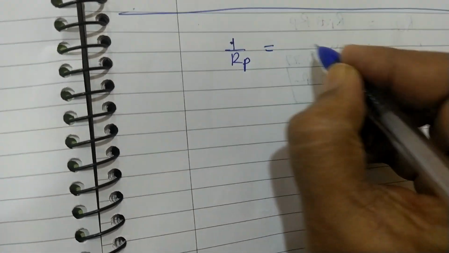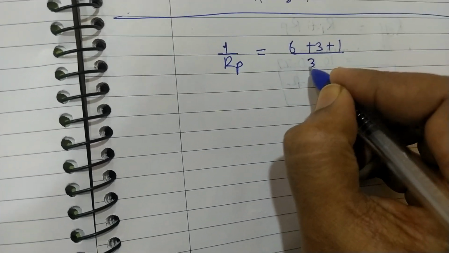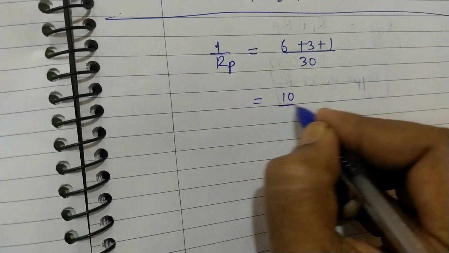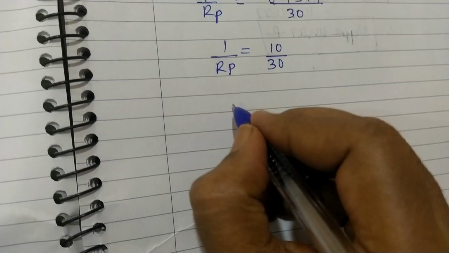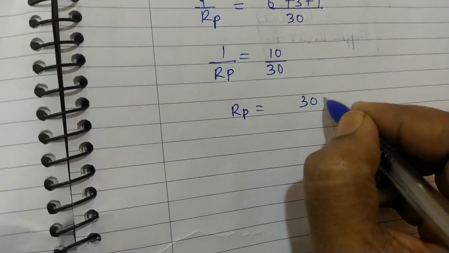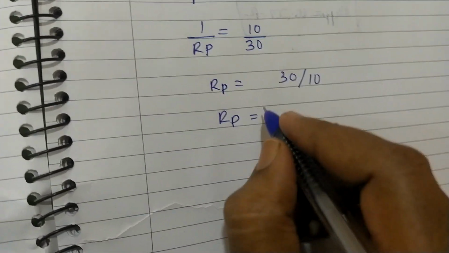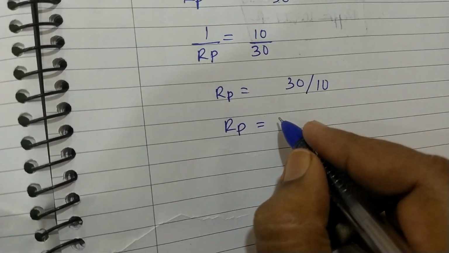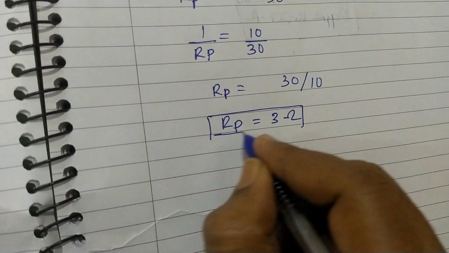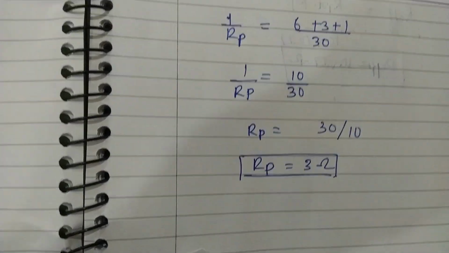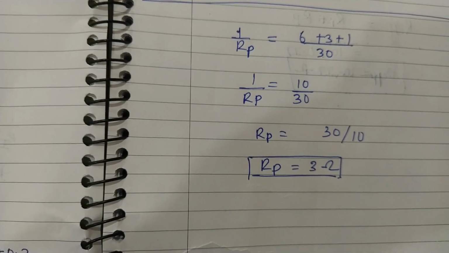By taking the LCM, it will be 6 plus 3 plus 1 upon 30, which equals 10 upon 30 by Rp. So Rp becomes 30 divided by 10. Rp becomes how much? 3 ohm, right? That is the effective resistance in the circuit. Got the problem? Okay, please note it down.